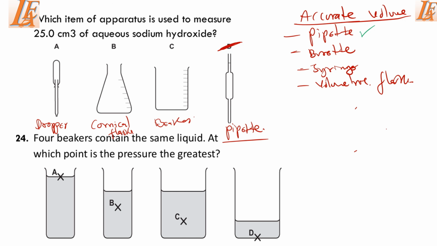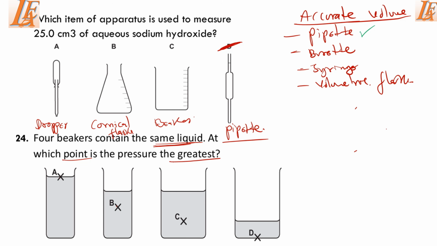Question 24. 4 beakers contain the same liquid. I want you to underline this same liquid because it's very important in this case. At which point, so we have points A, B, C, and D at different heights in these beakers. At which point is the pressure greatest?